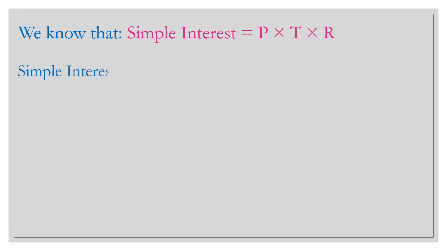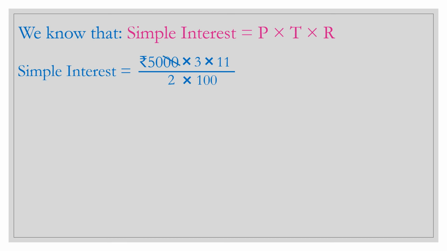Now put the value. Principal is equal to rupees 5,000. So write down rupees 5,000. Then write the multiplication sign as it is. And time is equal to 3 years. So write down 3. Again write multiplication sign as it is. And rate of interest is equal to 11 upon 2 multiplied by 1 upon 100. So write down 11 upon 2 multiplied by 1 upon 100.